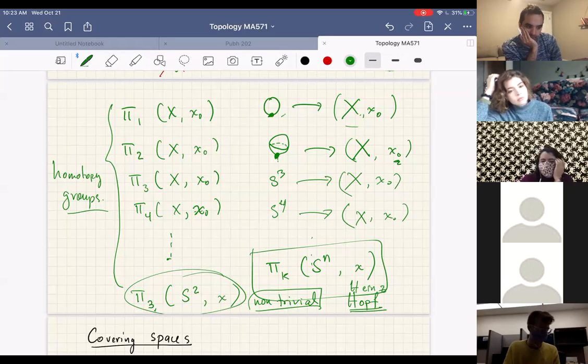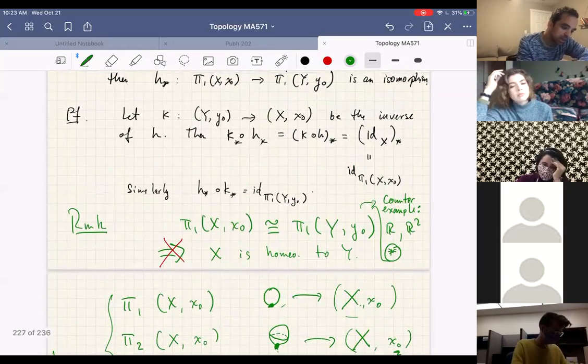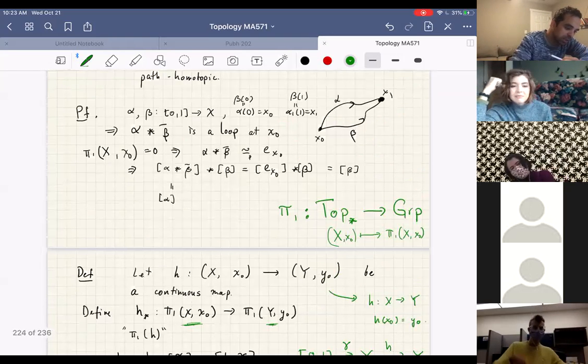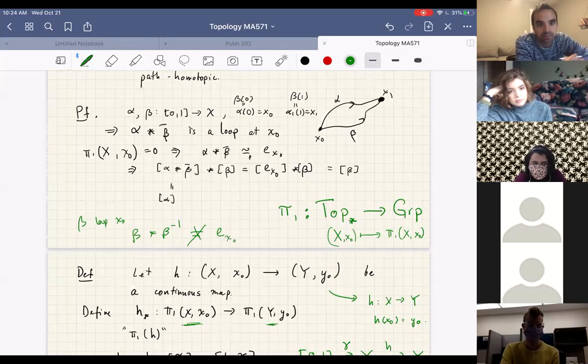I have a quick silly question: why are we denoting inverse loops by a bar and not like a -1? There's no good reason for that, but I know why. Let's say B is a loop at x0. This is not equal to the constant loop. It's homotopic to the constant loop.